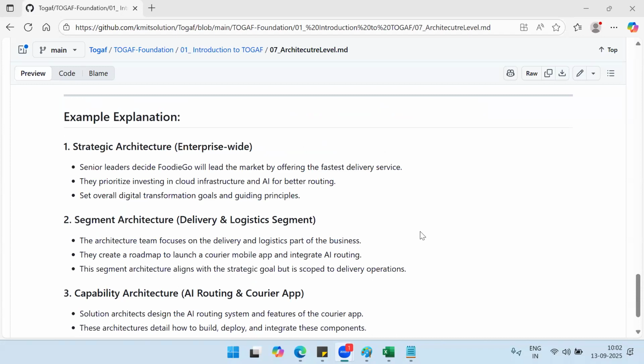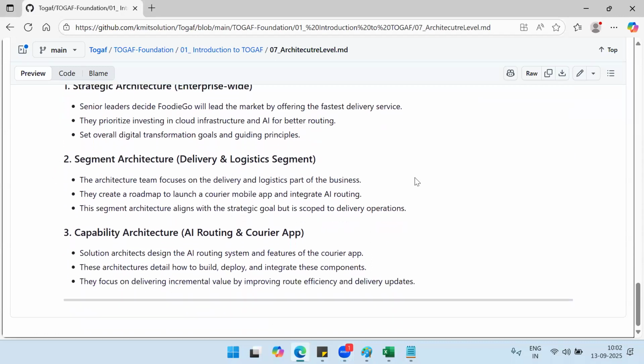Okay. So this is the strategic architecture. Now, segment architecture. We have the Foodigo application, and the Foodigo application architecture team focuses on the delivery and logistics part. So this is a segment. They create a roadmap to launch a courier mobile application and integrate with AI routing. So this segment architecture aligns with the strategic goals, but is scoped to delivery operations. Now the third one is the application level, that is the capability.